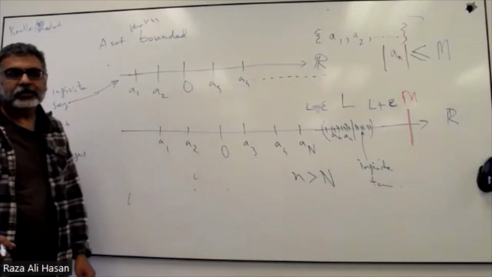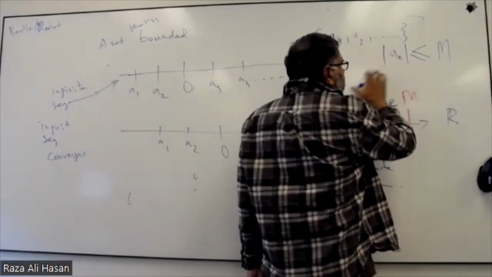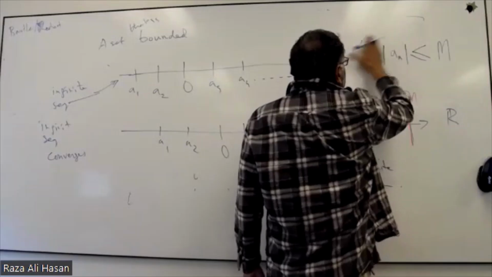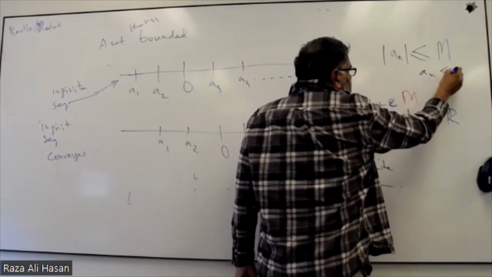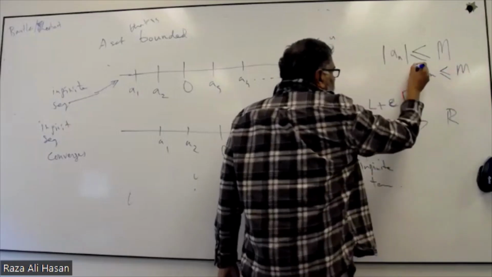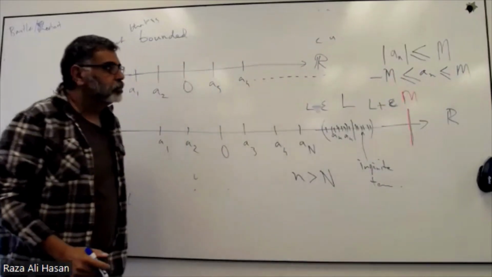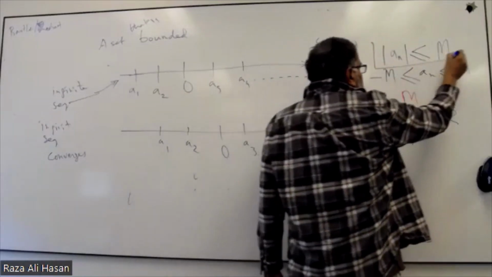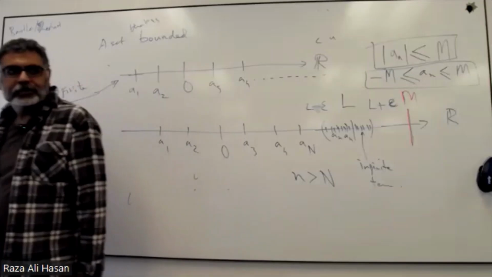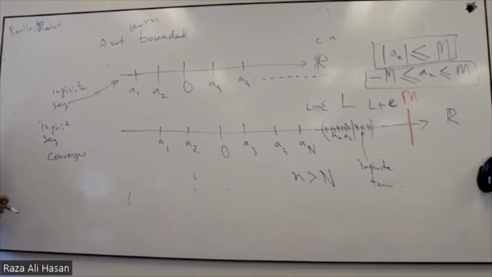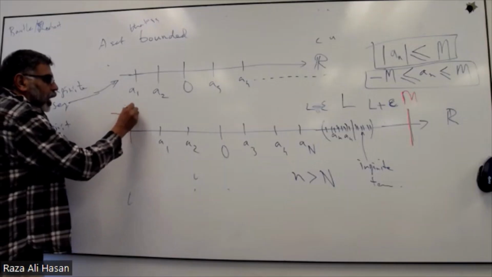Put the absolute value sign there. If you unpack this, all this is saying is that A sub n is less than or equal to M and greater than or equal to minus M. Vincent, are these two equivalent statements? Yes. Therefore, we just found our bound here.